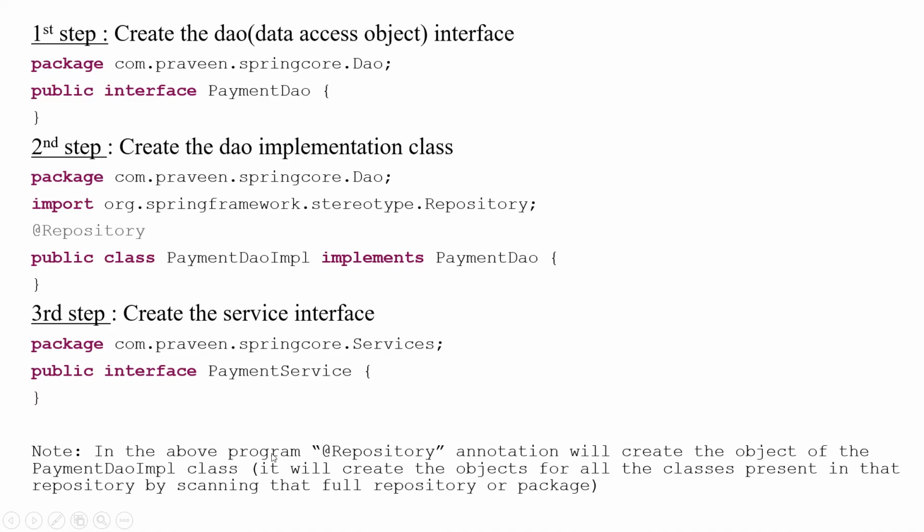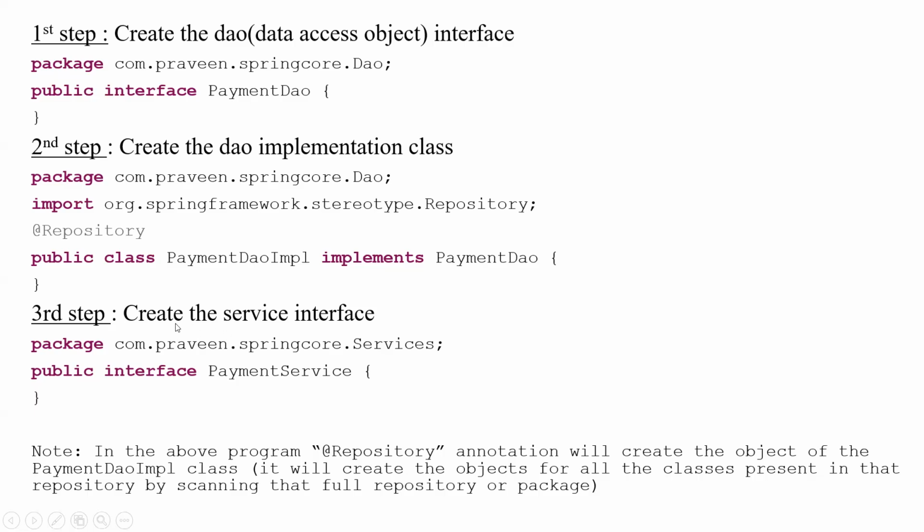See here, in the above program, the @Repository annotation will create an object of the PaymentDAOImpl class. Not only that class, it will create an object for all the classes present in that repository by scanning that full repository package itself. Since I have only one class, it will create an object for only this one. In this package, you may have some 10 classes. If you have 10 classes, @Repository will create them.